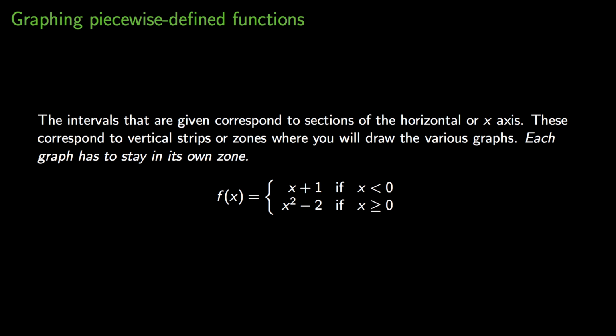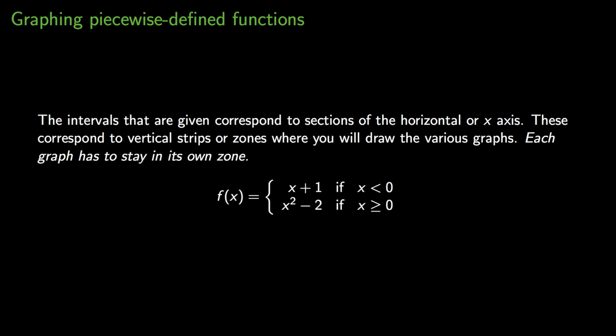So what if I want to graph a piecewise defined function? In general, the thing to know is that the intervals in the right-hand side there, which tell you the cases, are also going to correspond to sections of the horizontal or x-axis, and those will correspond to vertical strips, or I like to call them zones, where you will draw the various graphs. Each graph that you draw has to stay in its own zone.